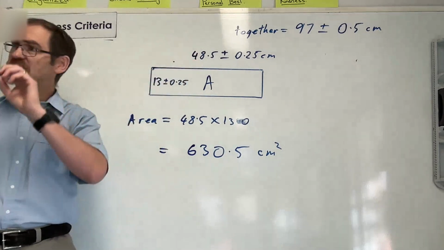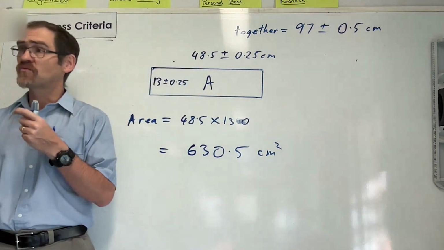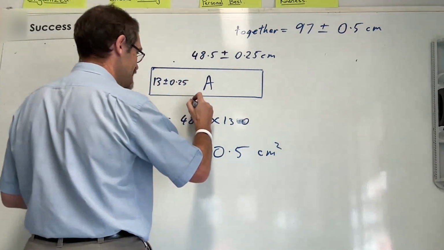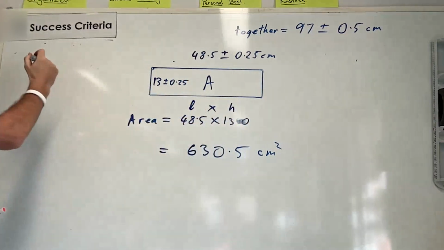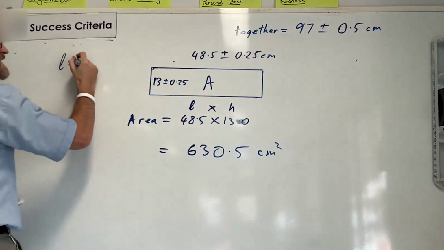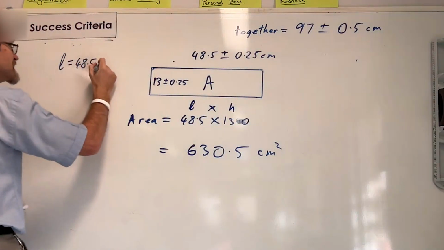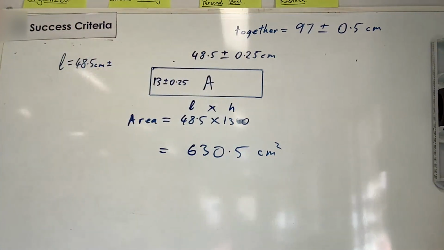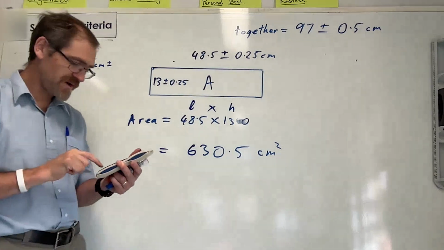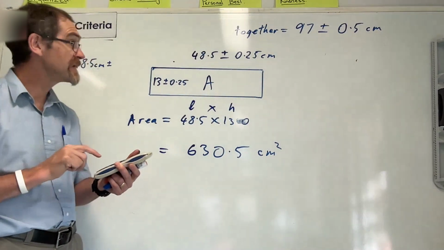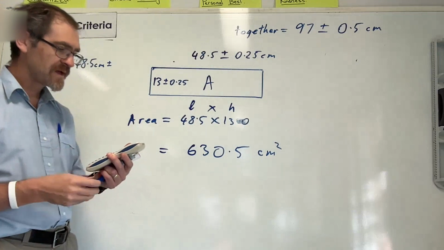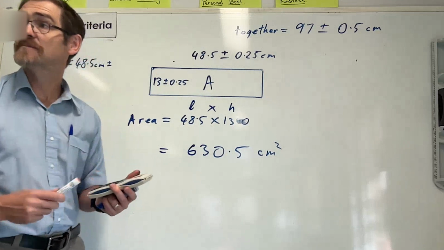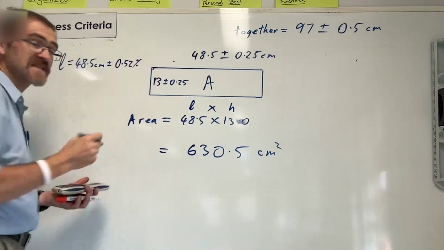When we are multiplying or dividing uncertainty, we always go for the relative uncertainty. We have to find that. So we're going to say that if this is the length times the height, our length is equal to 48.5 centimeters plus or minus that as a percentage of 48.5. So we get out our calculators, 0.25 times 100 divided by 48.5. So it's plus or minus 0.51. I would actually say 0.52%. Okay, so we've got that there.